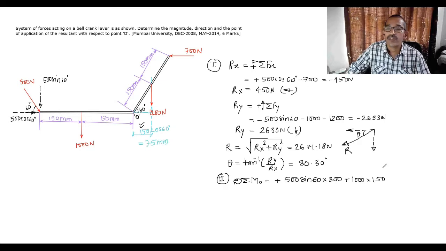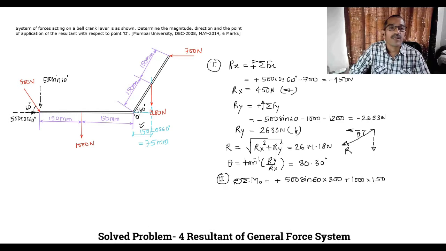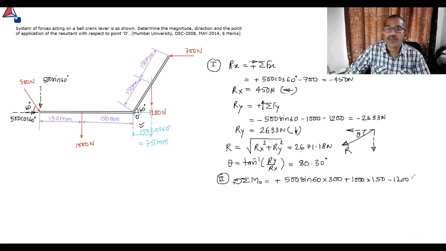The moment of 1200, if I write it here, the moment is clockwise, so minus 1200, and the distance is 75.